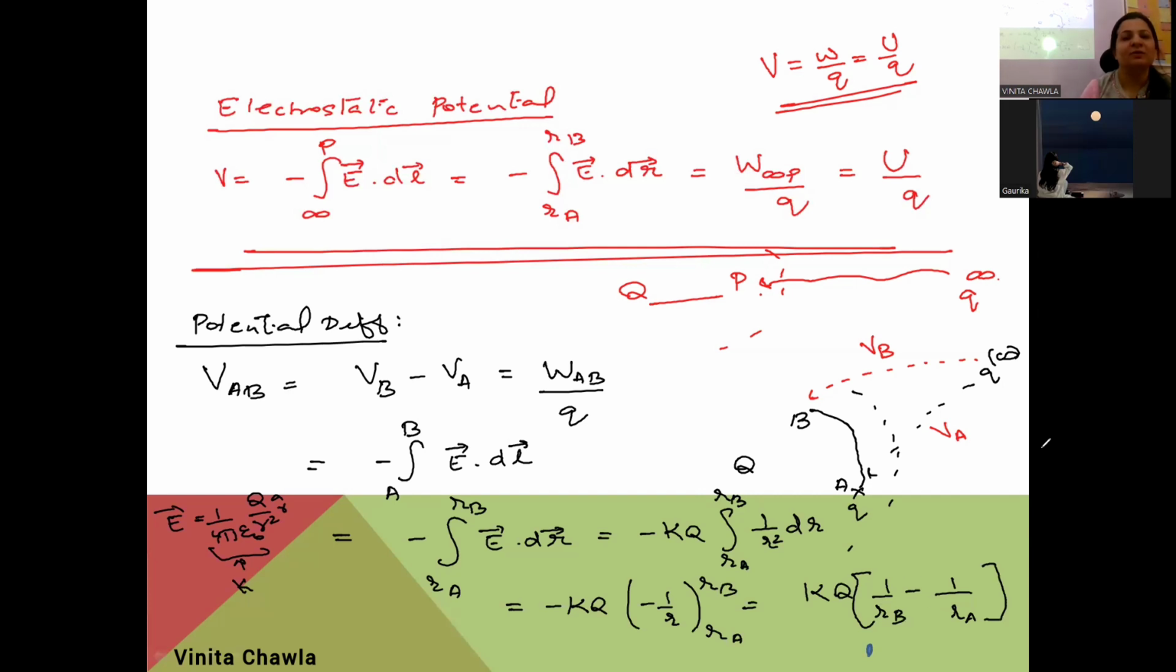KQ by RB. What is electrostatic potential? How do we write electrostatic potential? Electrostatic potential is KQ by R, right? If you are writing KQ by RB, what does it mean? It is the electrostatic potential at B. And if you are writing KQ by RA, this is the electrostatic potential at A. So this is nothing but electrostatic potential at B minus electrostatic potential at A. Okay.